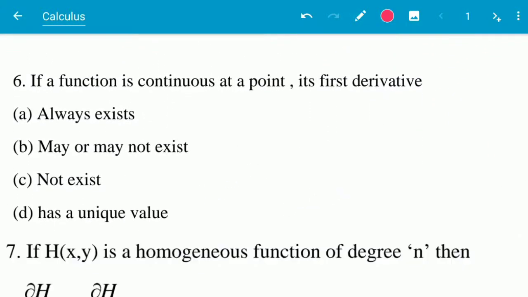Next question: if a function is continuous at a point, its first derivative, option A, always exists, option B, may or may not exist, option C, does not exist, option D, has a unique value. So in this case it may or may not exist. If a function is continuous at a point, it may be continuous but not derivable; its derivative may exist or may not exist.